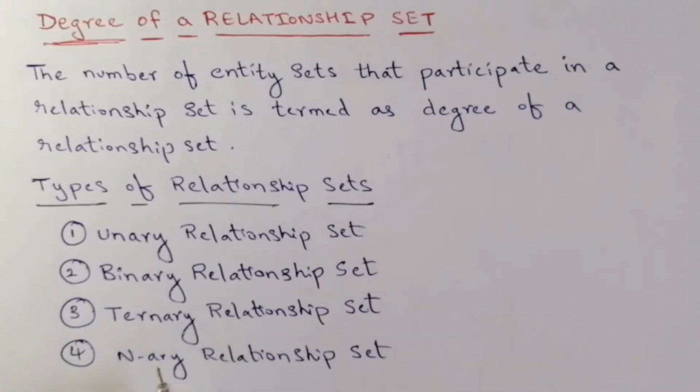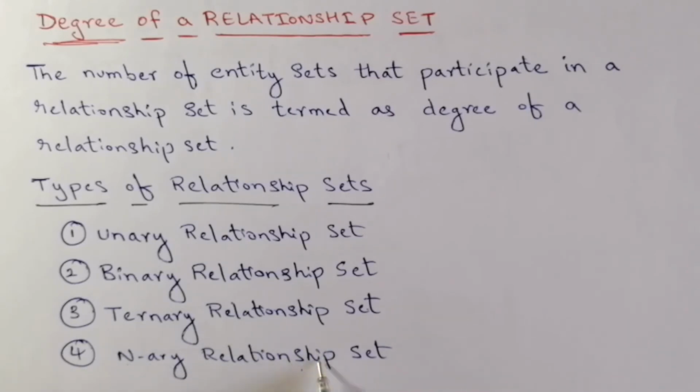Next is the n-ary relationship set, right? Here we have given the name n-ary. N can be any number. It can be 4 or 5 or anything, right? N-ary means n can stand for anything. If n is 4, how many entities are participating? 4. If n is 5, then how many entities are participating in the relationship? 5. Like this we are going to have the n-ary relationship set.